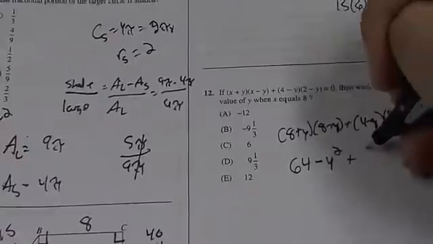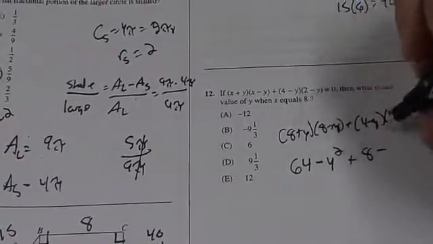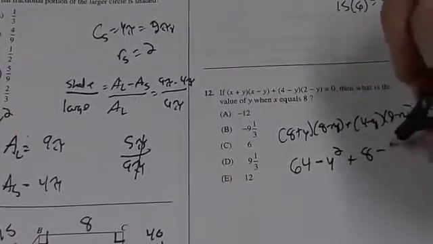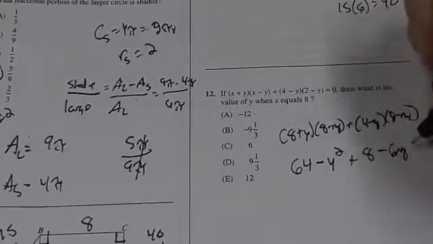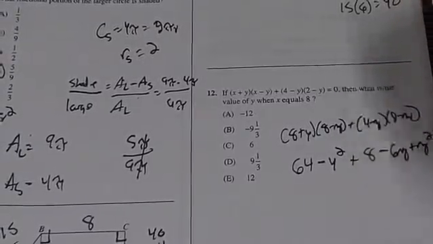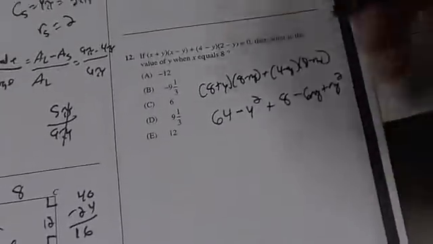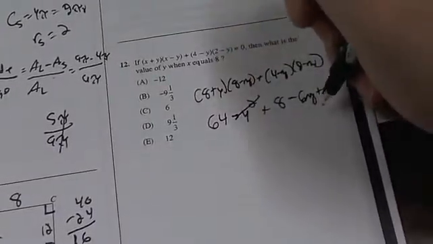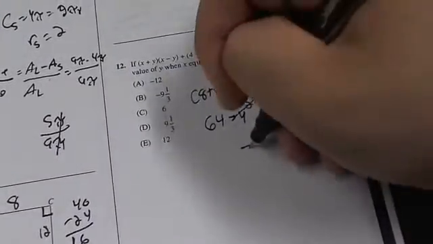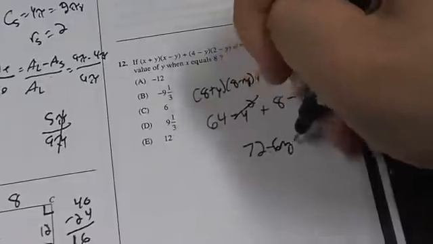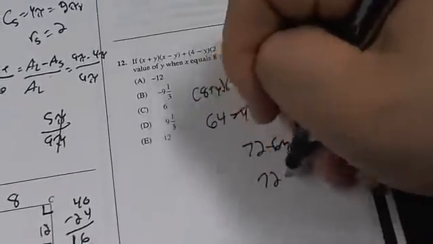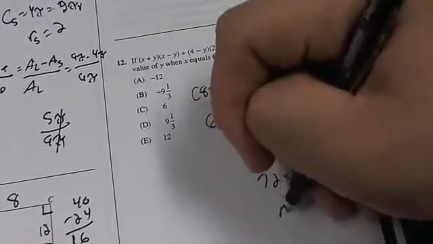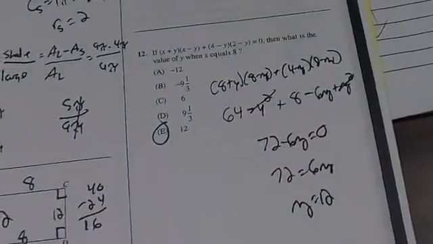Now you distribute, that gives you 8, negative 2y and negative 4y, negative 6y, and plus y squared. Alright, y squareds cancel. So you're left with 64 plus 8 is 72. 72 minus 6y is equal to 0. 72 is equal to 6y. y is equal to 12. Good.